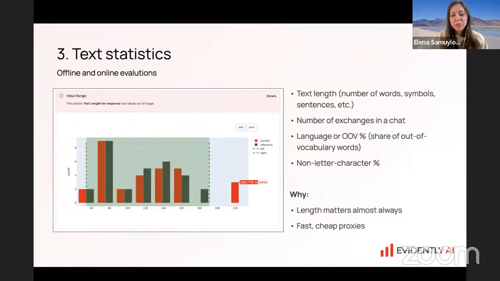But what we've noticed working with users who evaluate LLMs is that text length almost always comes up. You just want to see how long the responses are, or if they're getting longer, or if you have different lengths of response to the same question. These things are very easy to compute, and you should absolutely do it. It's fast, it's cheap. Of course, it doesn't say everything about your quality, but this is a good metric to compare. It's very easy and very cheap.